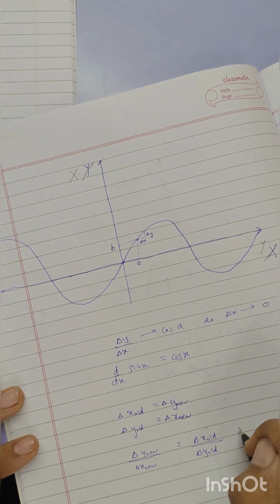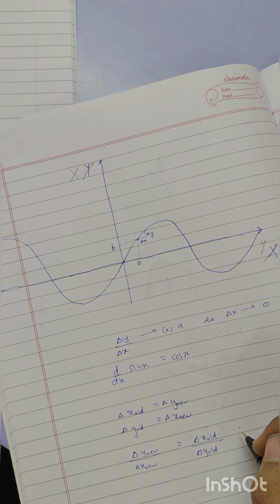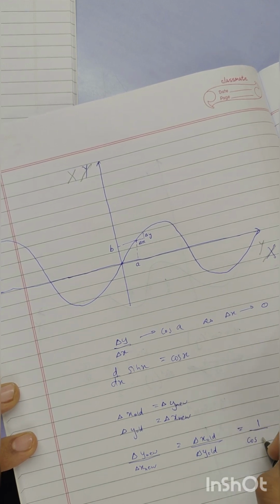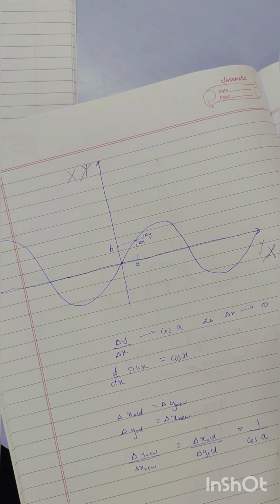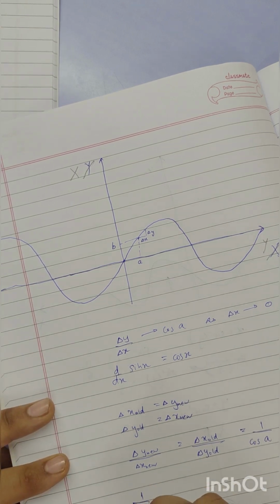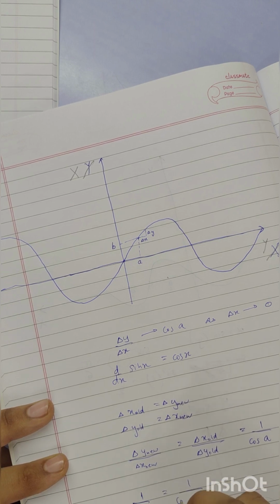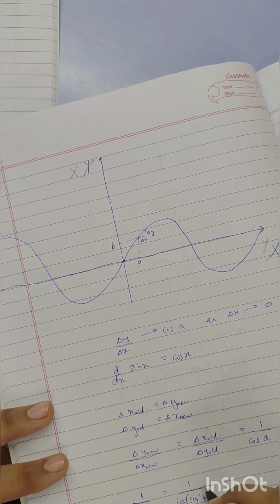Which will be equal to 1 upon cos of A. But since we measure the slope with respect to the x-axis and not the y-axis, the slope of sine inverse of x at point x equals B would be 1 upon cos of A, which we can also write as 1 upon cos of sine inverse of B, because we want to express the slope in terms of the value on the x-axis.